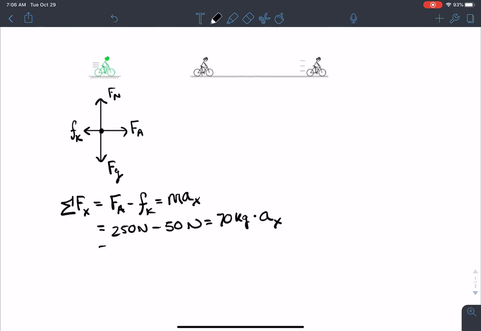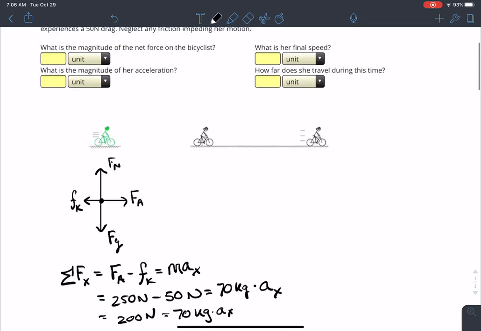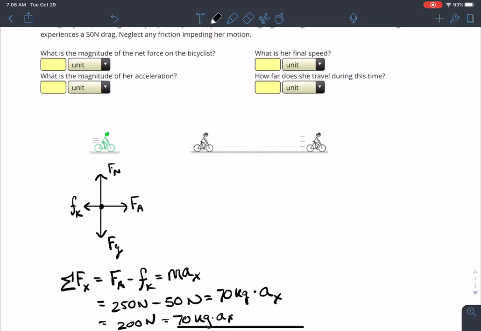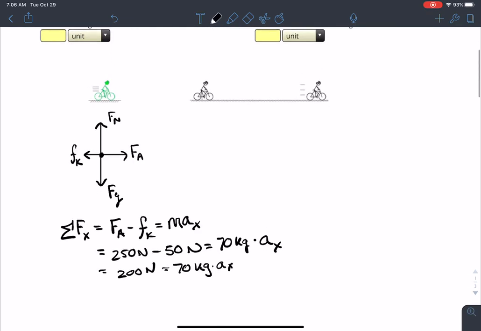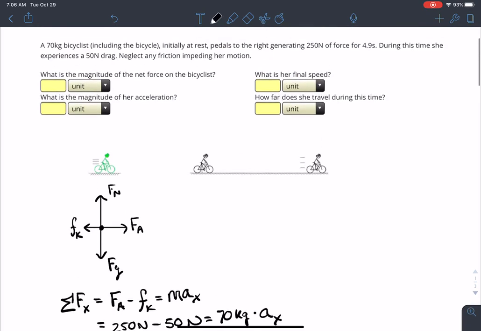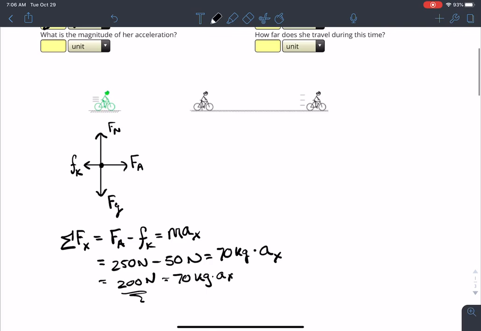We'll then go and solve. 250 minus 50 is 200 newtons equals 70 kg times a_x. So the sum of the forces, what's the magnitude of the net force? Now the magnitude of the net force, as you can see, is 200 newtons. What is the magnitude of her acceleration?